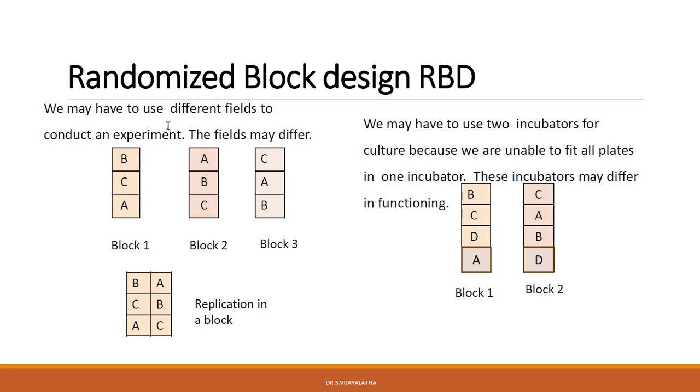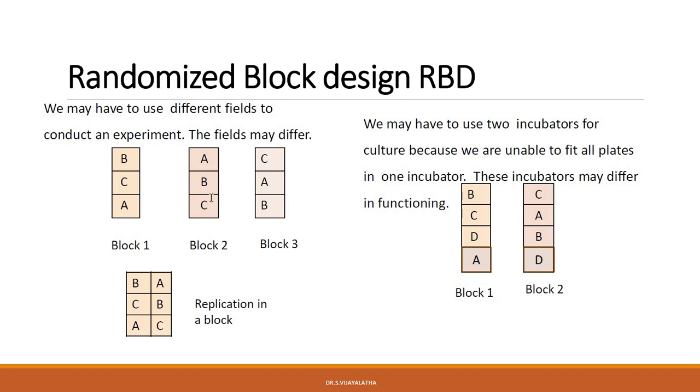Let us see with examples. Suppose we are doing a study on plant growth and we have three treatments A, B and C. So we have to do all the treatments with replication. But we don't have one field where all the treatments can be done with replication. So we have to do the experiment in three fields. So we have to consider each of these fields as a block. This is done to eliminate the error that may arise because of differences in the fields.